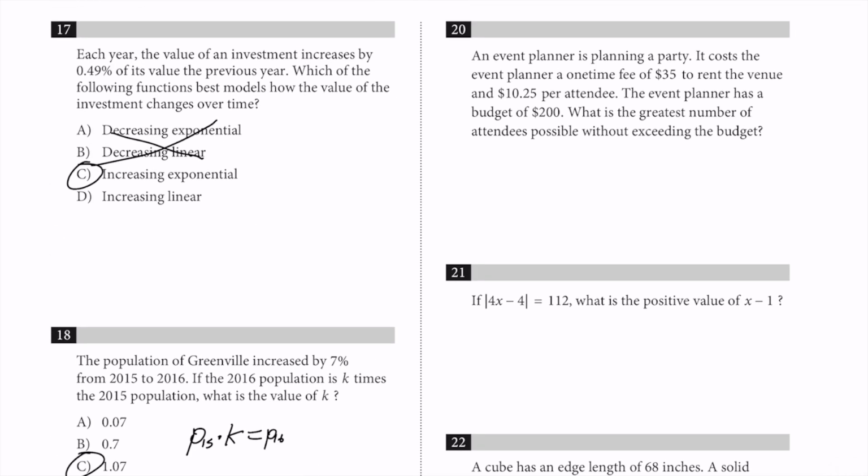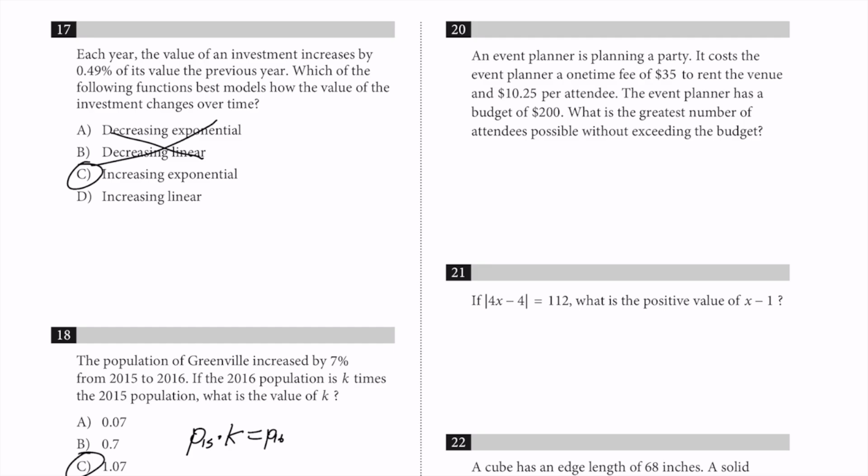Question 20. An event planner is planning a party. It costs the event planner a one-time fee of $35 to rent the venue and $10.25 per attendee. There's a budget of $200. What is the greatest number of attendees without exceeding the budget? So here our y-intercept is our one-time fee, and our slope is the attendees.